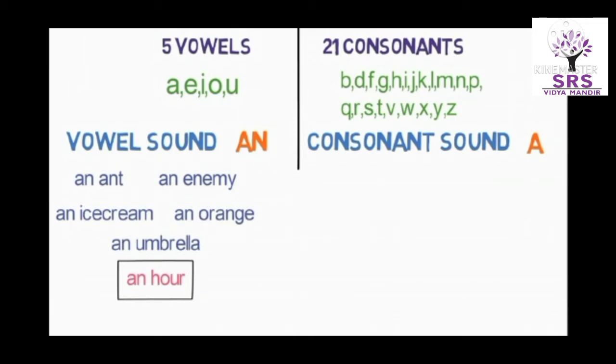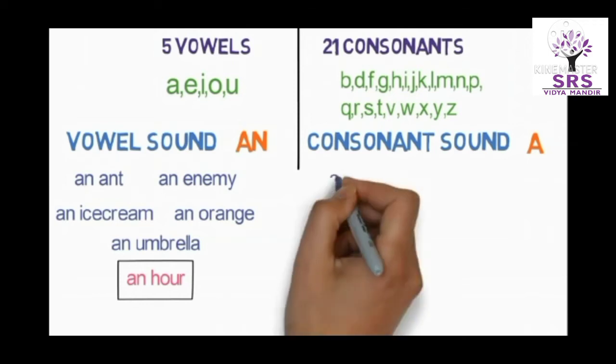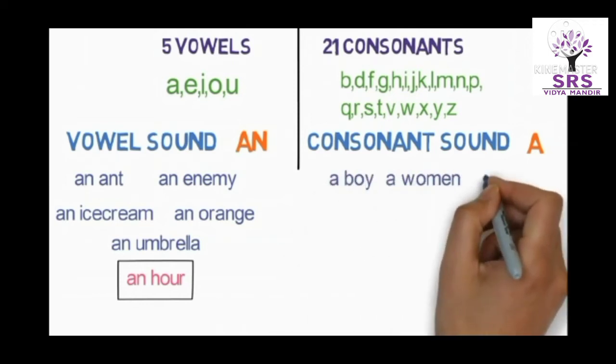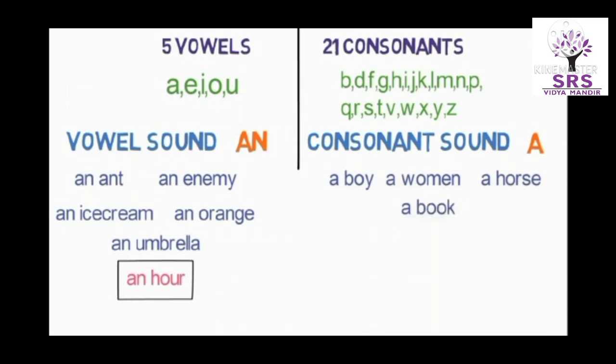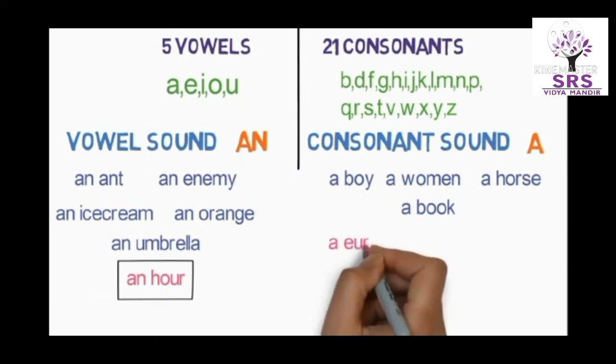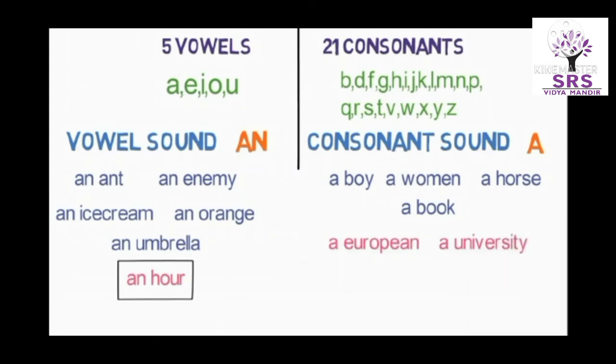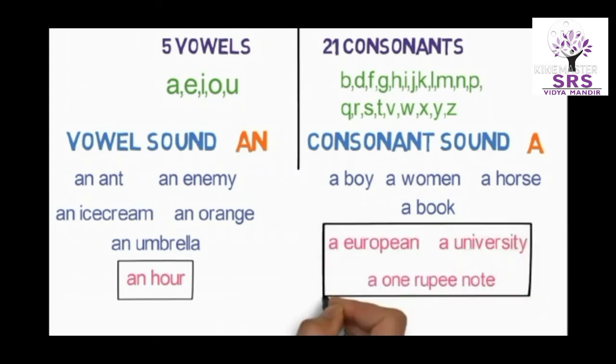Now we'll move on to the next example where we have to use "a". A boy, a woman, a horse, a book, everything begins with a consonant sound letter, so we are using "a". But there are words where we have to use "a" even if we see vowel letters. You can see the boxed words: a European, a university, a one rupee note, everything gives a consonant sound.